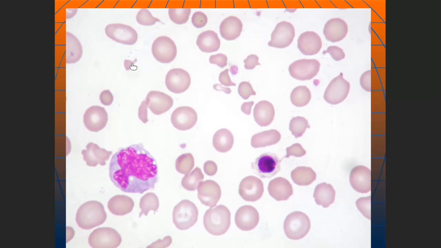This is what is known as microangiopathic changes. Red cell schistocytes or fragments in the blood smear. This is a nucleated red cell, and this is a monocyte.